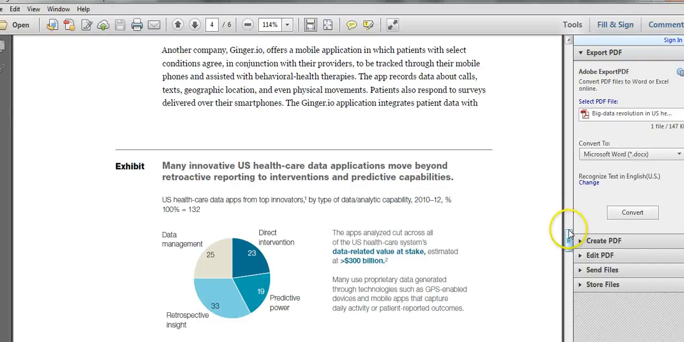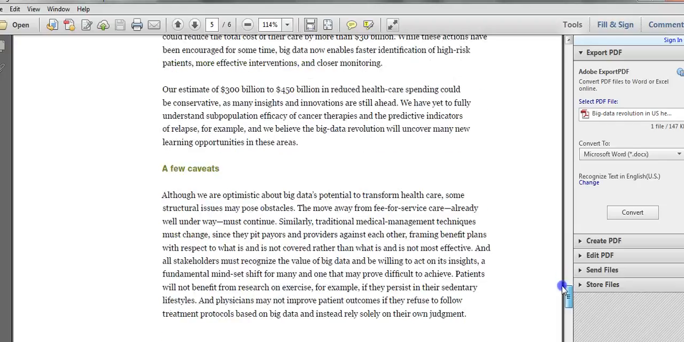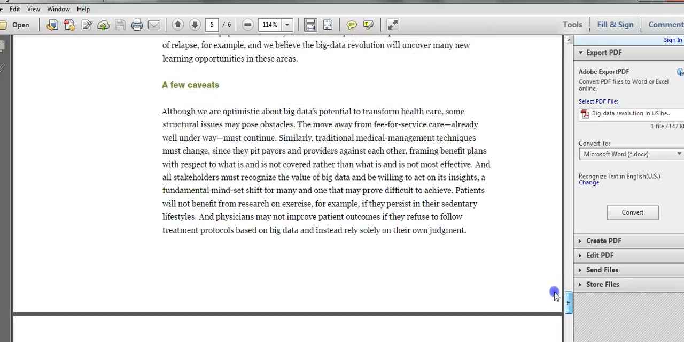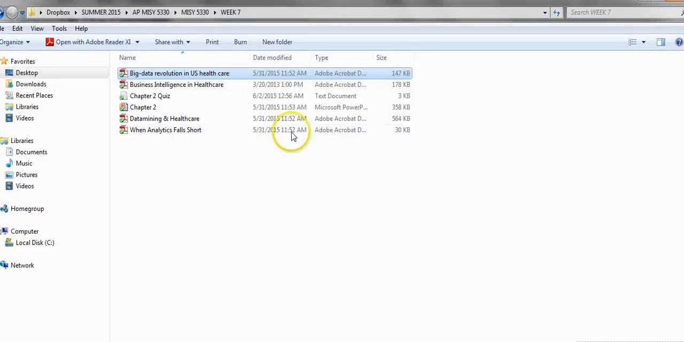Okay. Now, improvement at scale. What is the potential? This talks about the potential of big data, and a few caveats, of course, like privacy issues. So this is about big data.